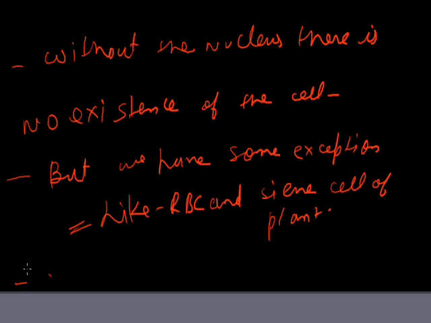They play a very important role in the division, in the growth and other important functions. But sometimes we have some exceptions of cells which can survive without the nucleus, like RBC, red blood corpuscles of the body, and seed cells of the plant. What is the reason why they are surviving without the nucleus? That's very important. We will find out the reason later on, and we will deal with that topic.